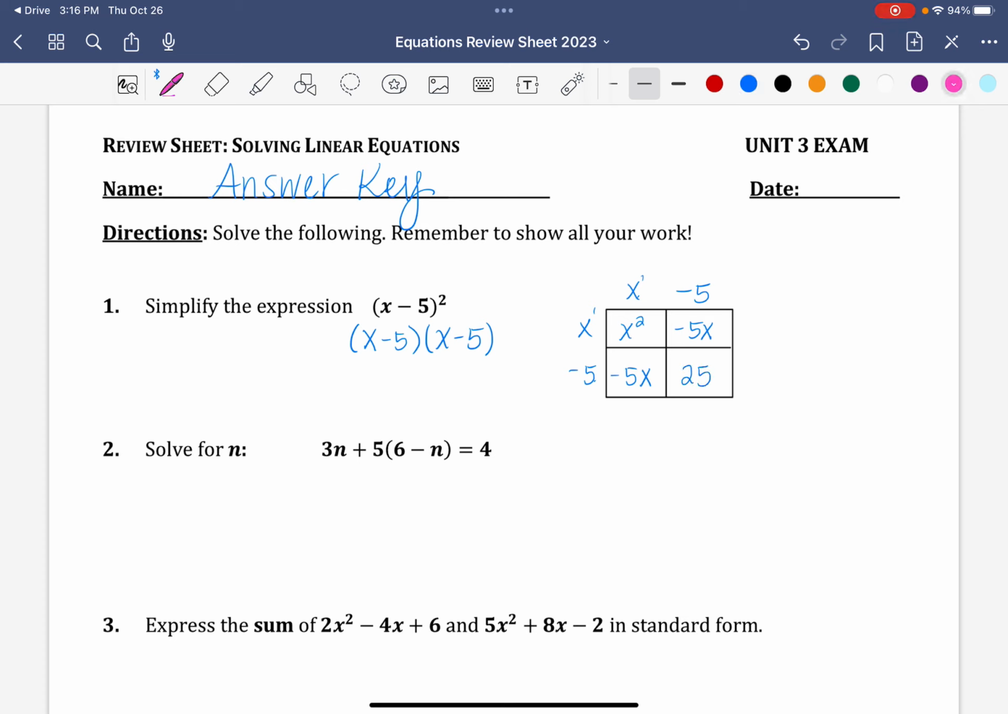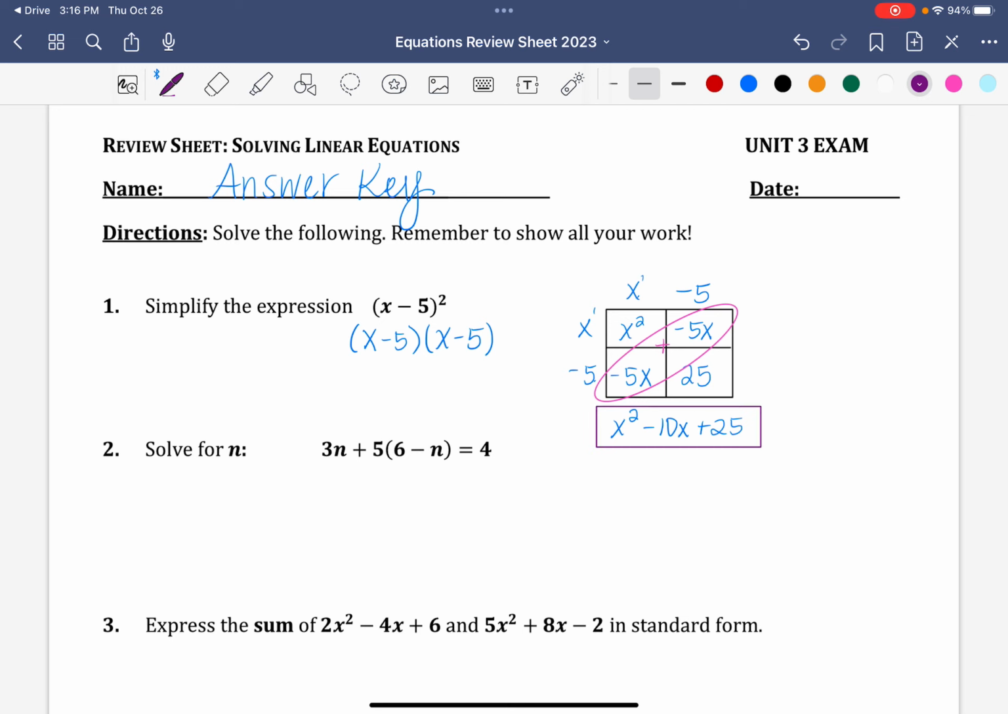All right, we're able to combine like terms on that diagonal. So we're going to add the negative 5x and the negative 5x. But I always want to write my answer in standard form. So that means I want the biggest exponent first. So I'm going to write the x squared first. Then I'm going to add negative 5x plus negative 5x to get negative 10x. And then finally, I have that positive 25. So this right here is my final answer.